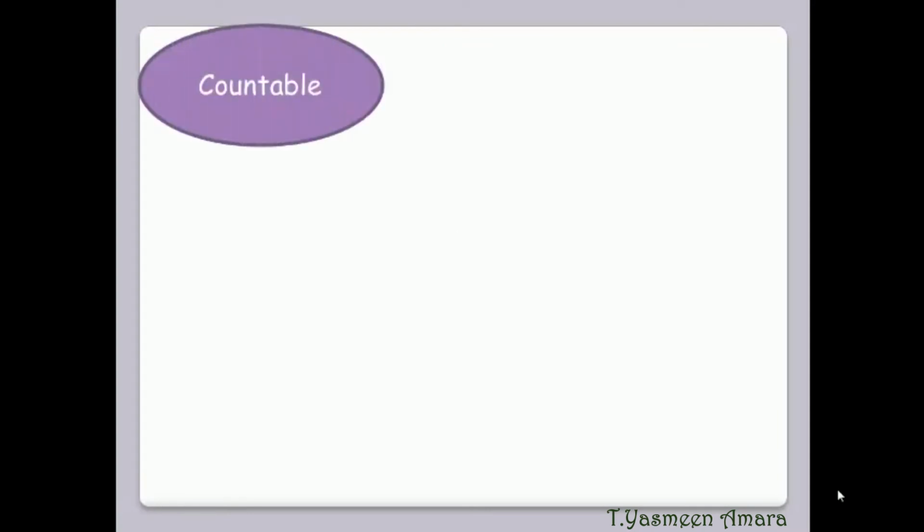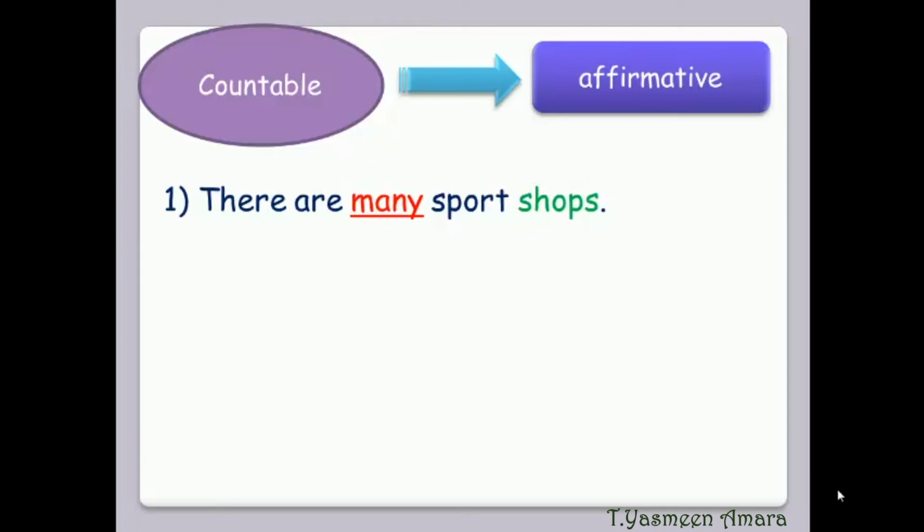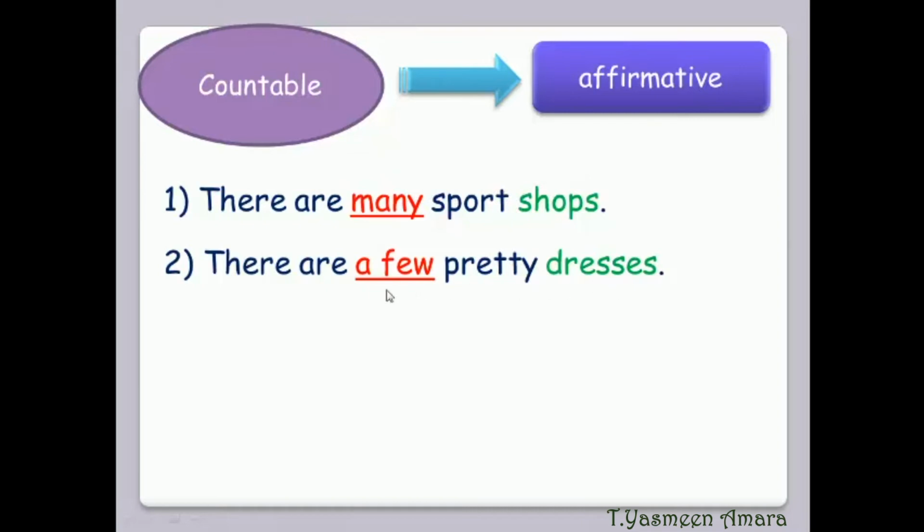With countable nouns in affirmative form, look at these examples. Number 1, there are many sport shops. We use many with the plural form, the noun shops. Okay? Look at the second example. There are a few pretty dresses. We use a few with countable nouns and the noun should be in plural form.